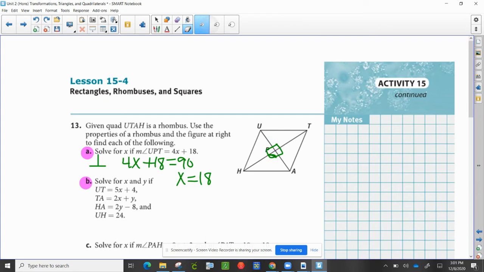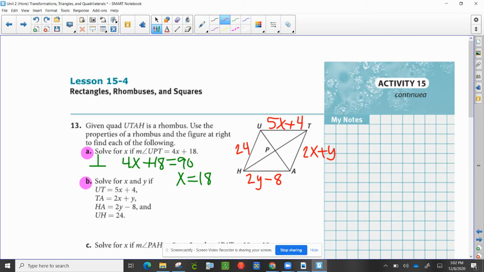All right, let's look at B here. I'm going to erase this so I get a clean picture. In B, it says solve for x and y if UT is 5x plus 4. We know that TA is 2x plus y, HA is 2y minus 8, and lastly, UH is 24. Okay, so we could set this up using a system, but I have a little trick for you. In a rhombus, all sides are congruent. We know that's special about a rhombus.